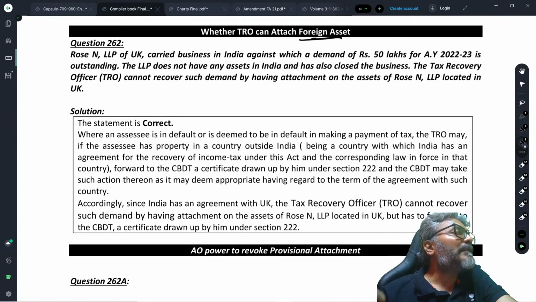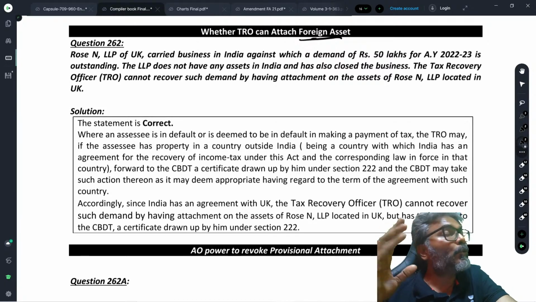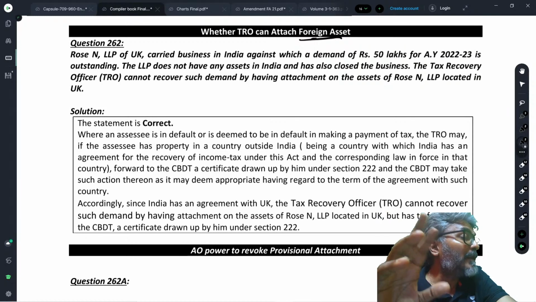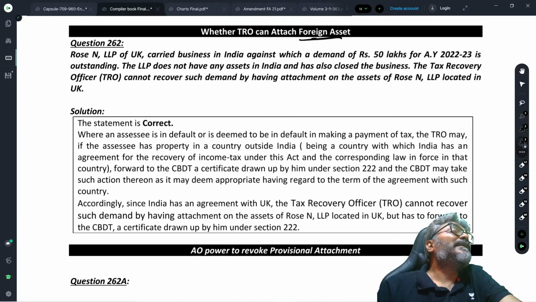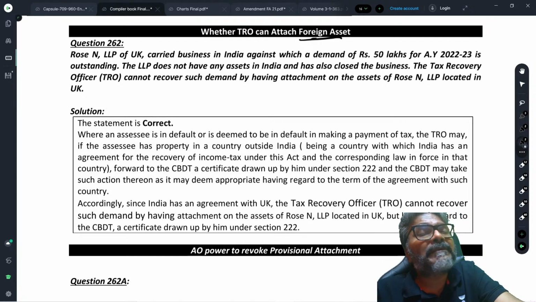The tax recovery officer can have the jurisdiction to collect the taxes only within India. Mr. Vijay Mallya has assets outside India also. But the tax recovery officers in India don't have the power to attach the foreign assets and recover the money from that. So what the tax recovery officer will do, they will make a certificate.